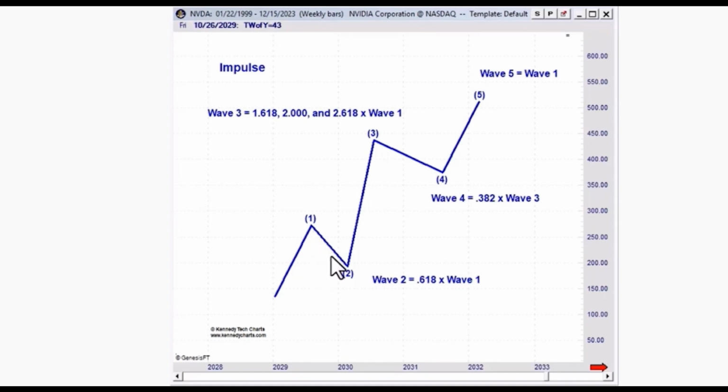Sometimes I've seen wave 2 come back to a 786 multiple of wave 1. Sometimes I've seen wave 3 actually exceed a 2.618 multiple, and sometimes, albeit rare, I'll actually see wave 3 fall short of a 1.618 multiple. And the same thing with wave 4 and wave 5.